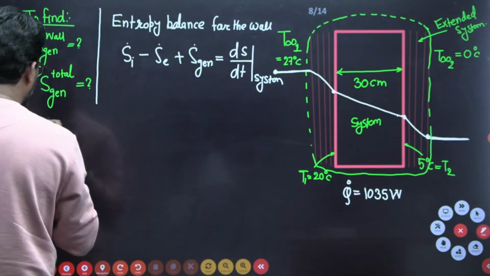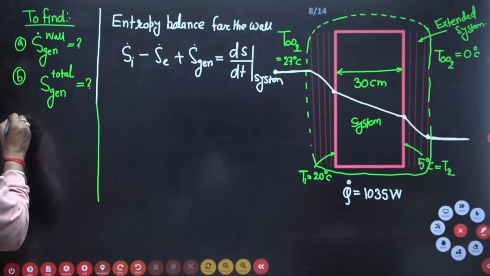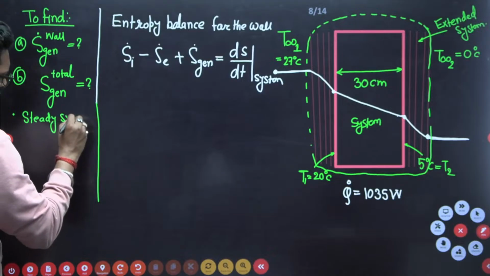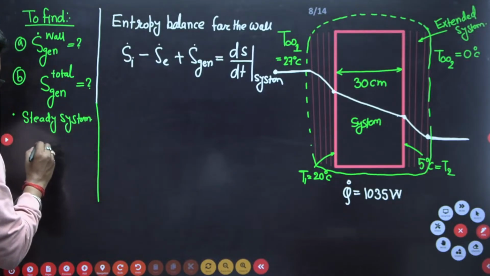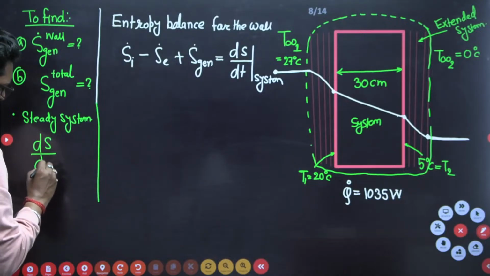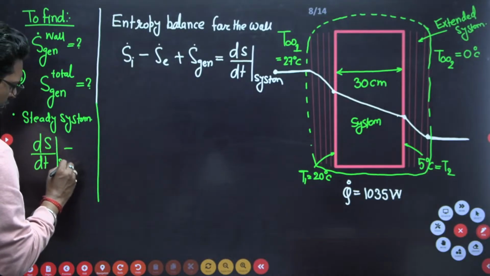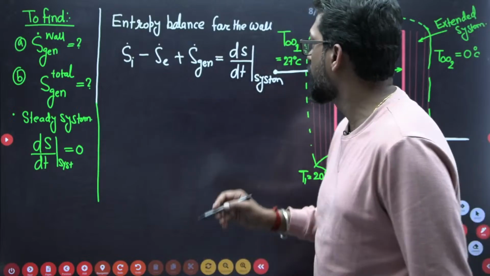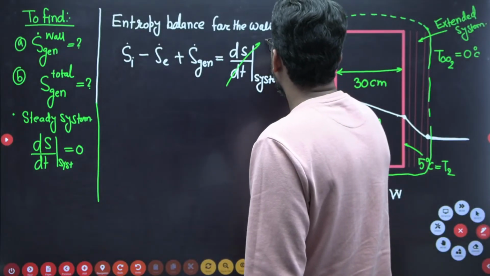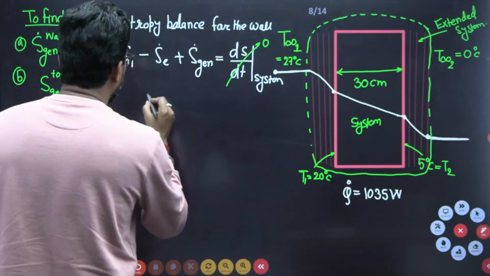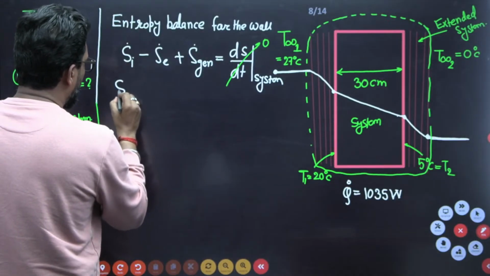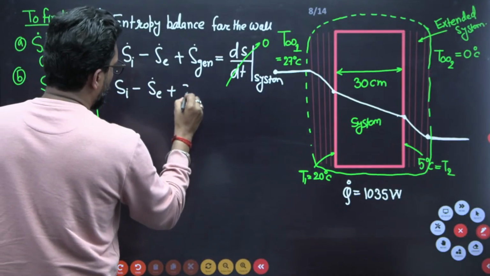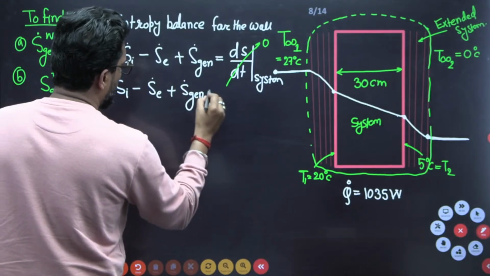Now here, since the system is steady, as given in the question, dS by dt of the system is equal to 0. So what is the equation? Rate of entropy in minus rate of entropy exit plus rate of entropy generation is equal to 0.